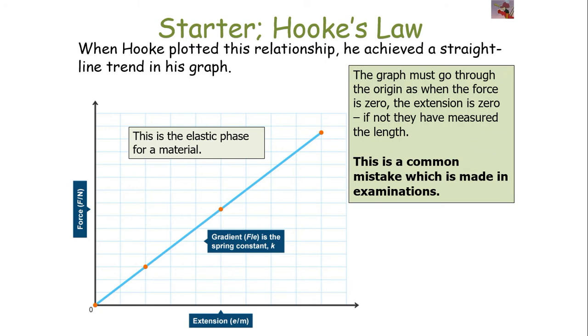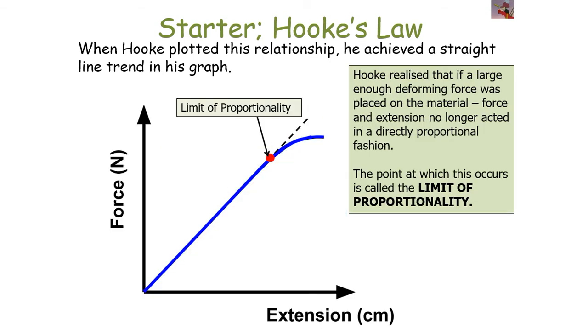Now, the graph must go through the origin, as when the force is 0, the extension is 0. So that's a common mistake with examination questions. If the actual line of best fit doesn't go through the origin, it tends to be the student has measured the length, not the extension.